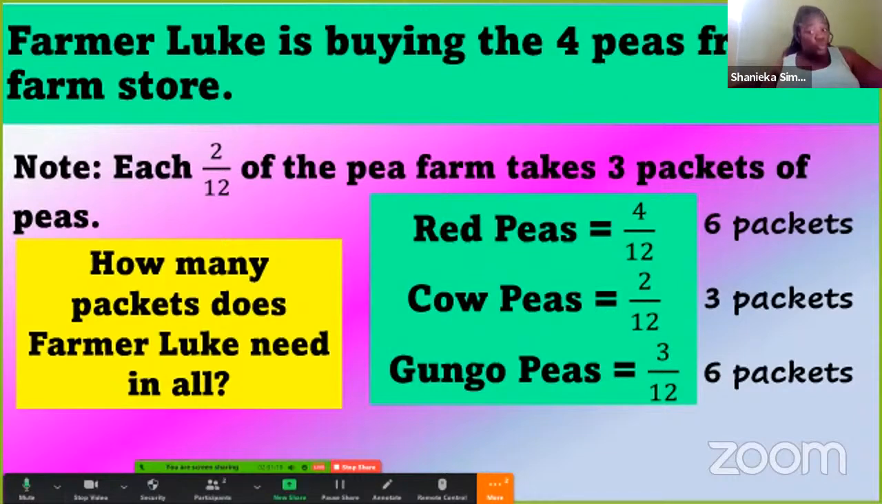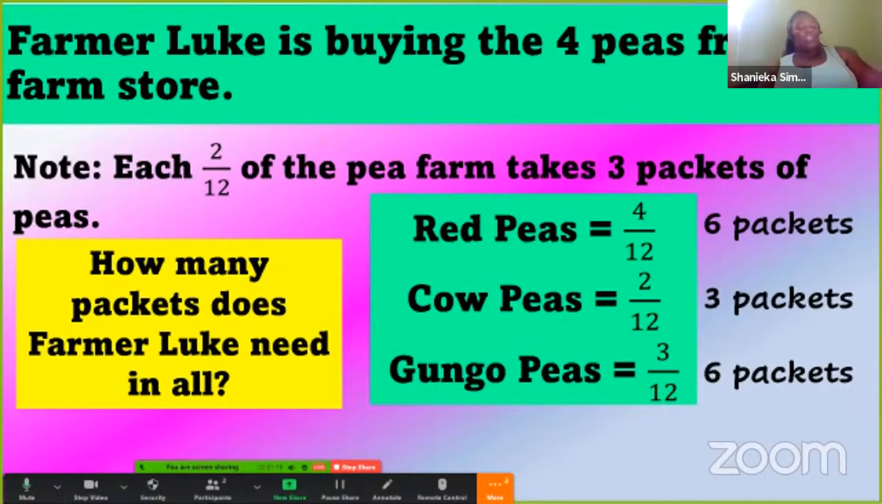But of course, what we could do is, we know that if 2/12s is 3 packets, we know that 1/12 will be 1.5 packets. So we could have actually gone ahead and said 3 packets plus 1.5 packets will give us 4.5 packets, and then we could go and say, all right, let us buy 5 packets.